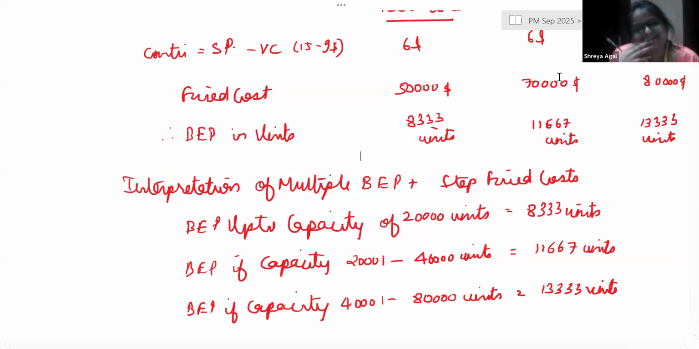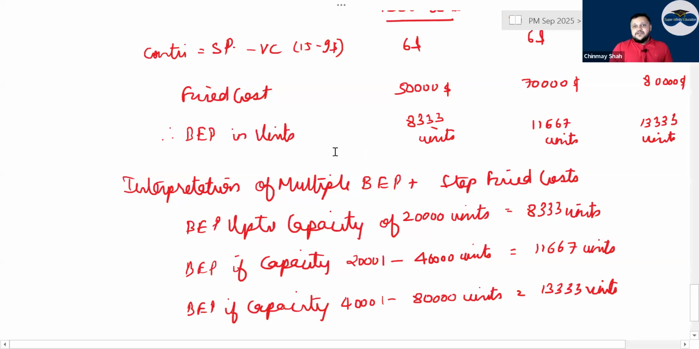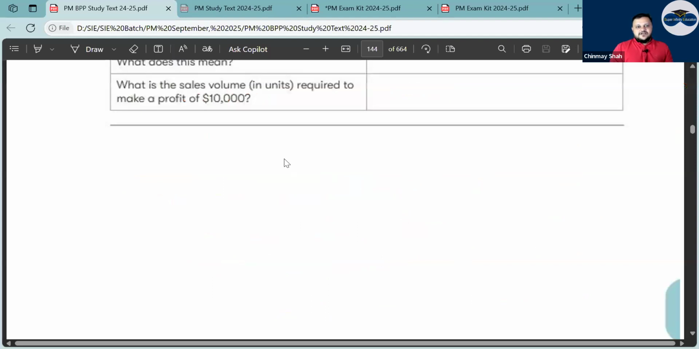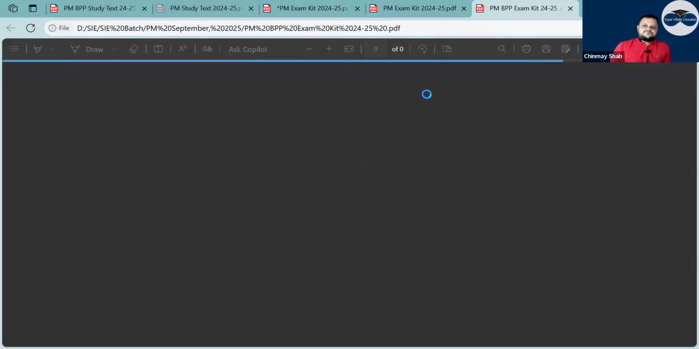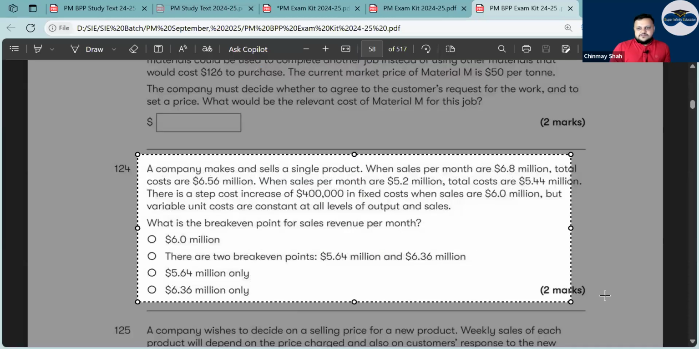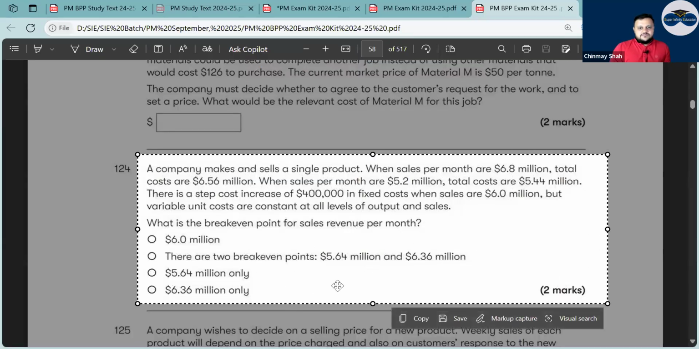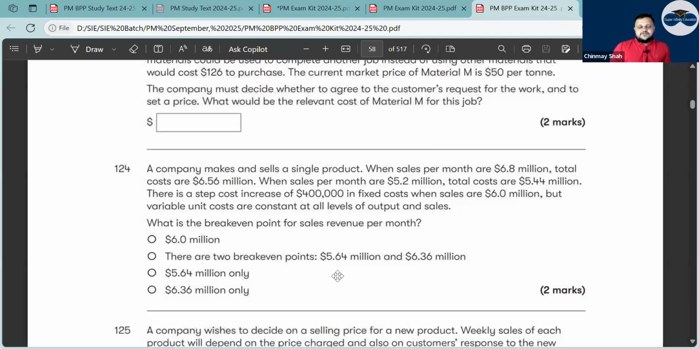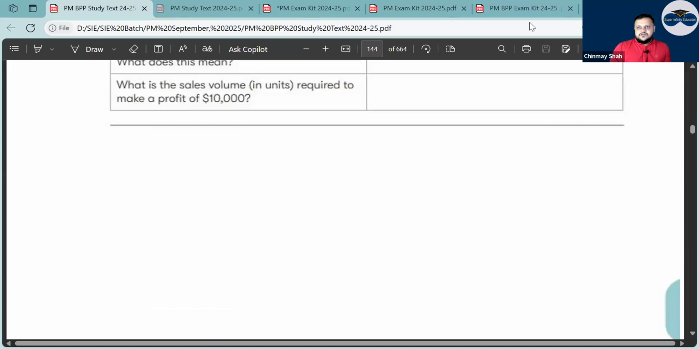Now, there was one question that came in the exam. A great question. In the BPP workbook or revision kit, whatever you want to call it. Correct. Come to the BPP workbook. BPP exam kit, whatever you want to say. Okay. This question. Very good question. I want to practice this question. For this, I have done so much hard work to reach here. Okay, come on.